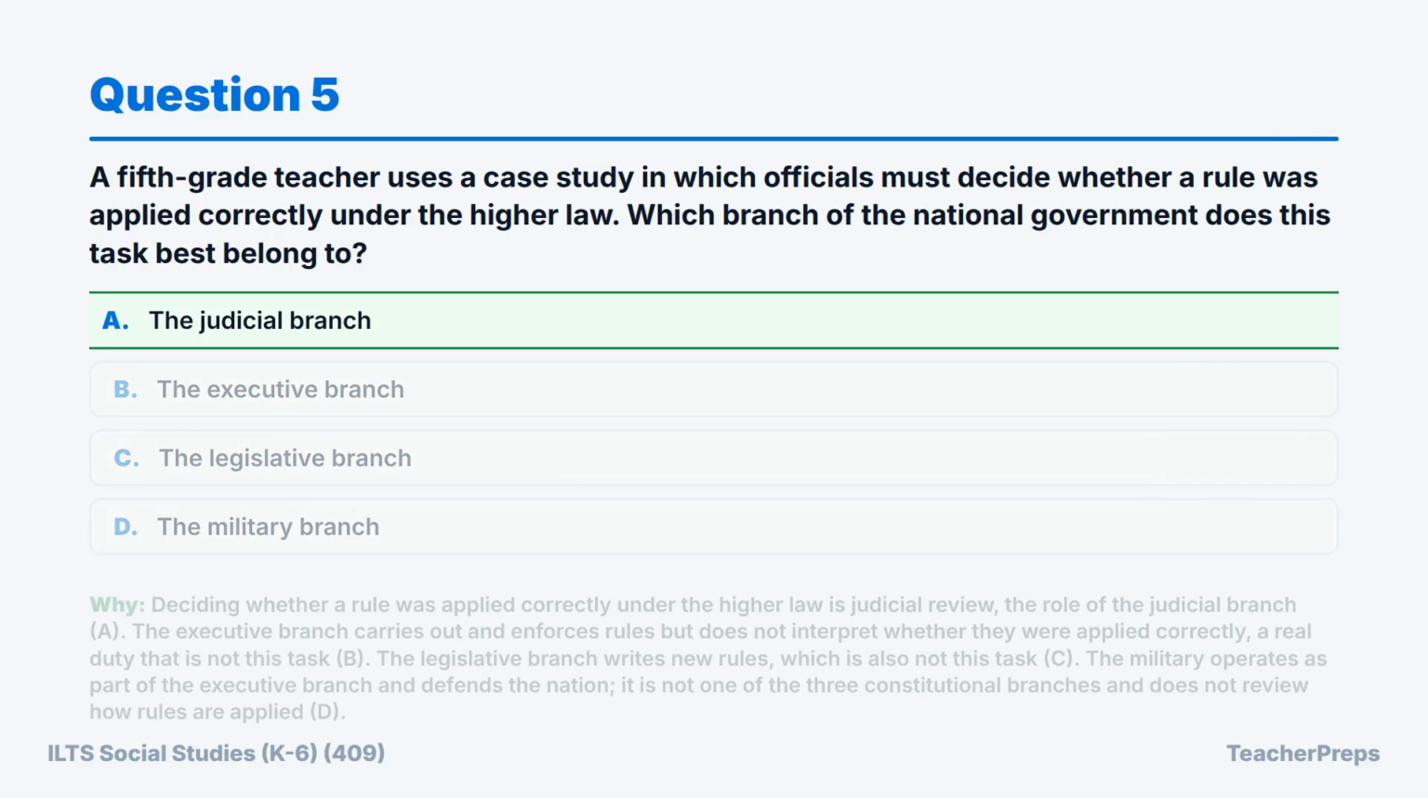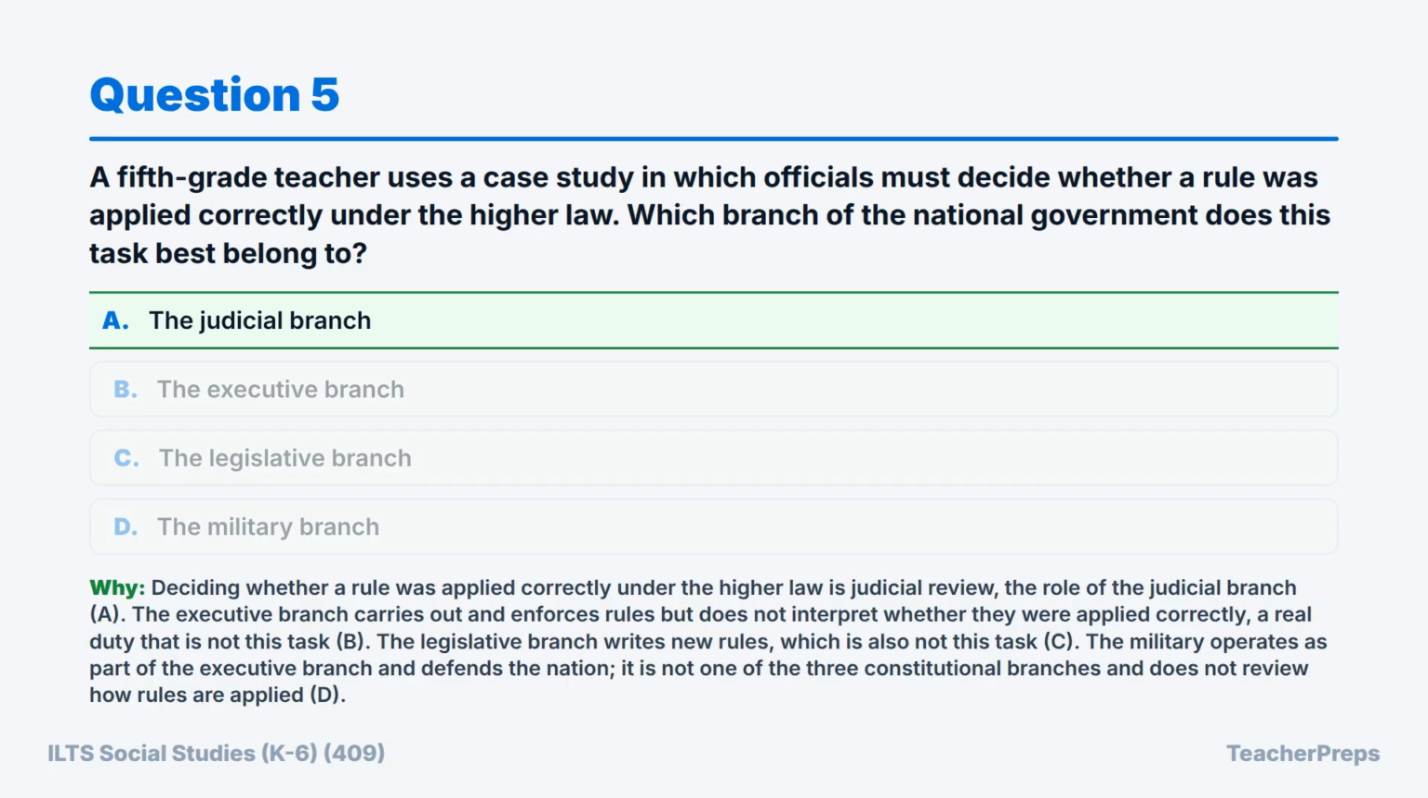The correct answer is A, the judicial branch. Deciding whether a rule was applied correctly under the higher law is judicial review, the role of the judicial branch. A. The executive branch carries out and enforces rules, but does not interpret whether they were applied correctly, a real duty that is not this task. B. The legislative branch writes new rules, which is also not this task. C. The military operates as part of the executive branch and defends the nation. It is not one of the three constitutional branches and does not review how rules are applied. D.